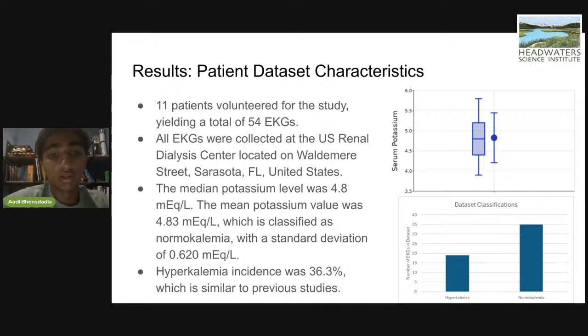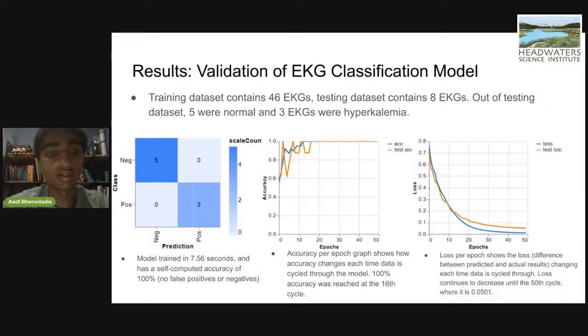So first, I want to go over the patient data set characteristics. A total of 11 patients volunteered for the study, which yielded 54 EKGs. All of the EKGs were collected at the U.S. Renal Dialysis Center here in Sarasota, Florida. The median potassium level was 4.8 milliequivalents per liter, and the mean was 4.83 milliequivalents per liter, which is classified as normal kalemia. That means that the average patient had a normal serum potassium level, but about 36.3% of patients did have hyperkalemia, and that's similar to a lot of previous studies that put that anywhere between 25 and 30%. So this is a very healthy and seems to be a robust data set for training the model.